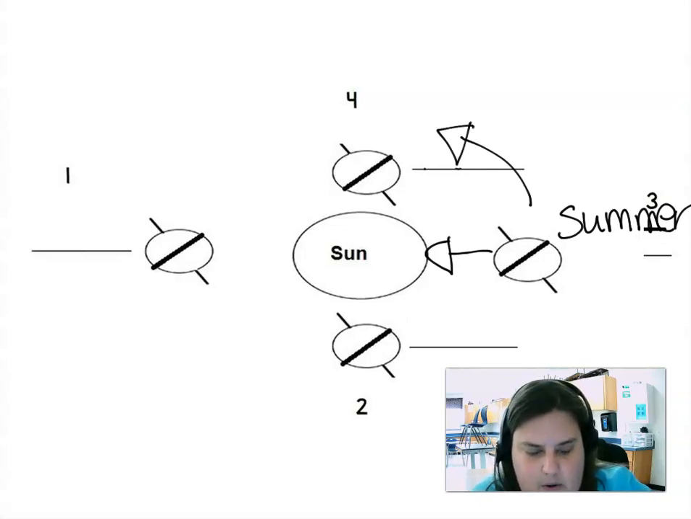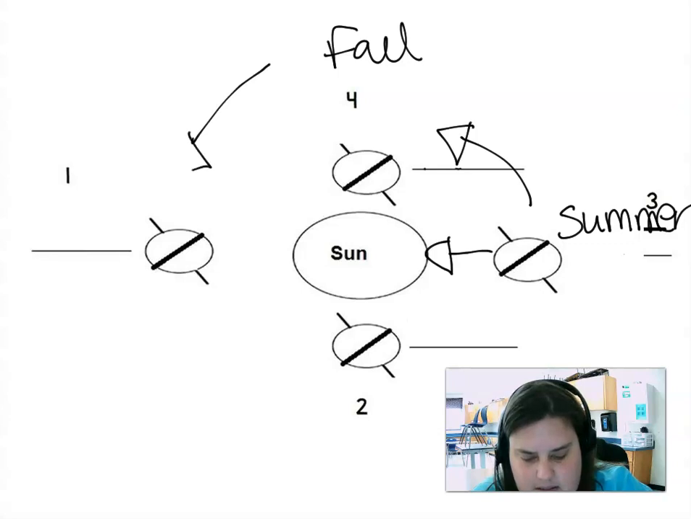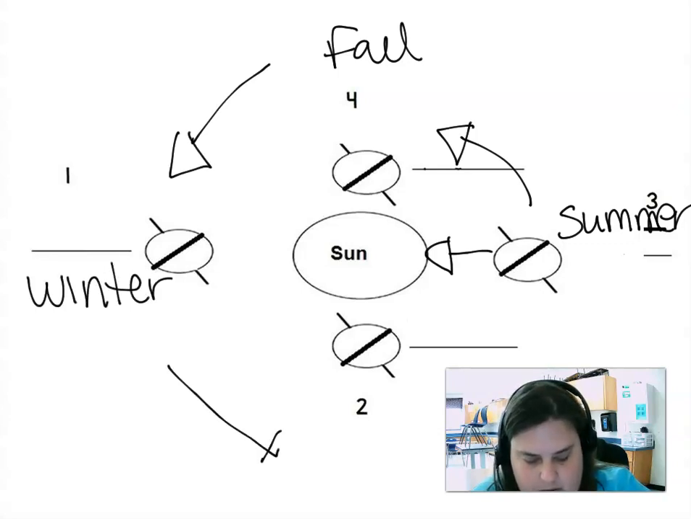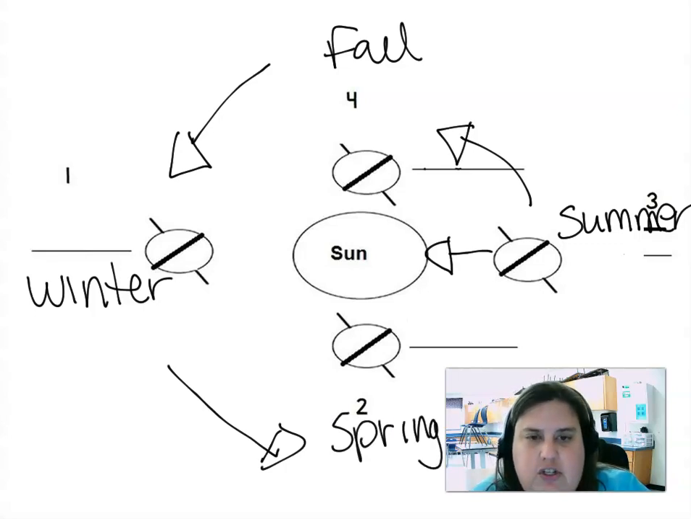We're going to go around counterclockwise. So this position up here would be fall. Keep going counterclockwise. This would be winter. And then this down here would be spring. So remember that this is just for the northern hemisphere. We also need to know what's happening in the southern hemisphere, and it's just opposite.